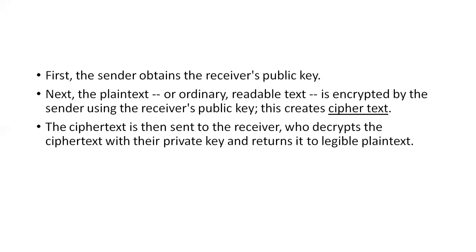Then the ciphertext is transmitted through some channel to the receiver. But the receiver, in order to decrypt, has to use his private key and convert the ciphertext back into plain text. So these are the three steps. One, the sender encrypts the message using the public key of the receiver and sends it. Then the receiver uses his private key to convert the ciphertext back into plain text.